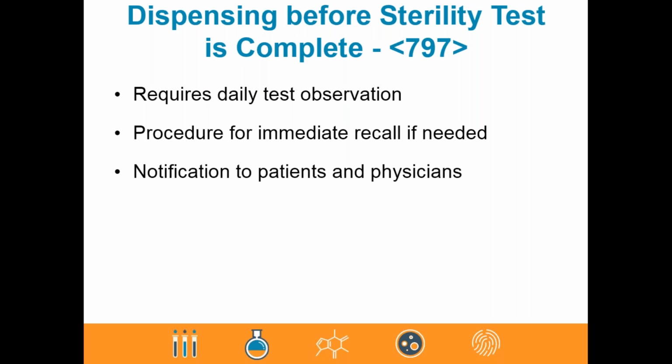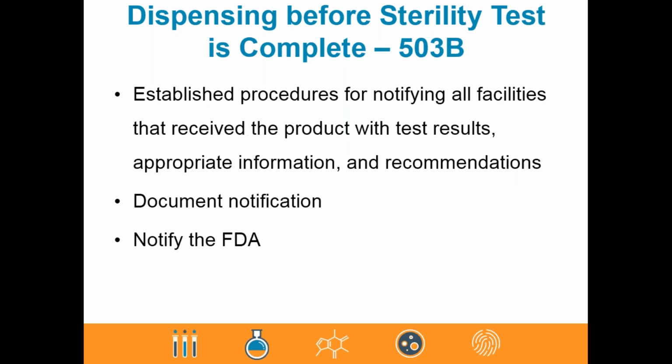797 does allow for dispensing the batch before the sterility test is complete. However, it does say that it requires daily test observation. So daily observation, I assume, means every day of the week, including weekends. And if you do that dispensing before the batch is released, you need to have a procedure in place for immediate recall, and you need to notify all patients and physicians that may be affected by the change in the sterility status of the preparation.